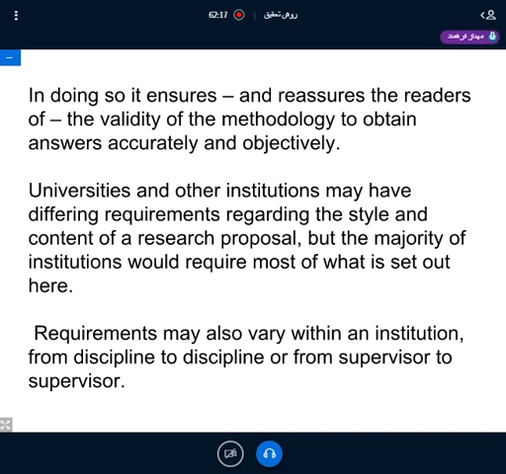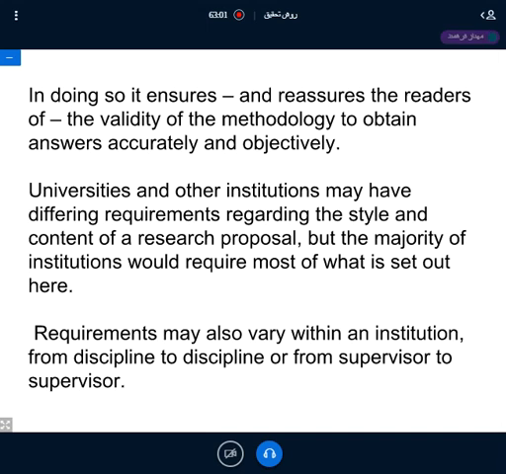In doing so, it ensures and reassures the readers of the validity of the methodology to obtain answers accurately and objectively. Universities and other institutions may have differing requirements regarding the style and content of a research proposal, but the majority of institutions would require most of what is set out here.